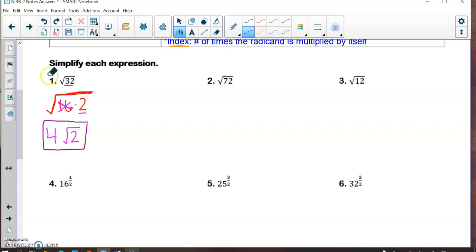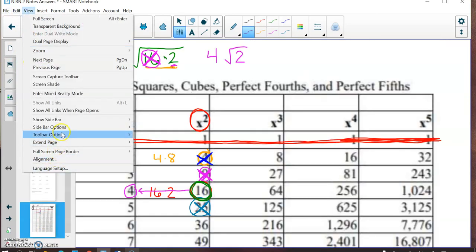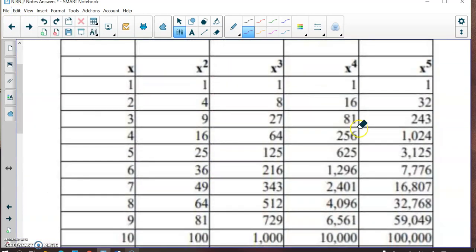We're now going to move on to the square root of 72. So that means we start over from the beginning on my table here. And I'm going to still look at the x squared column because I'm still doing square root. I'm not going to look at the first row. I'm going to start with the number 4.